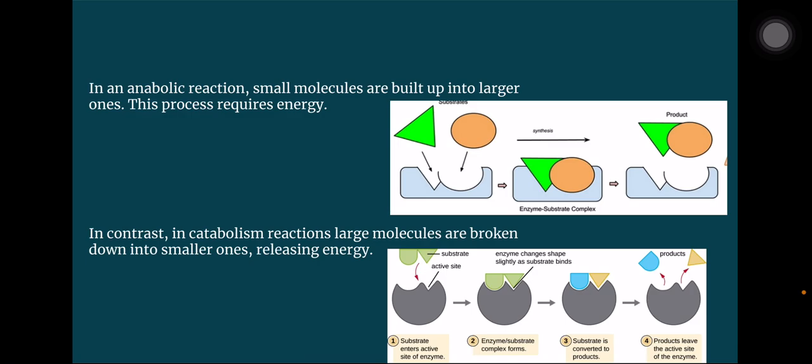In contrast, however, for example, in catabolism, reactions are large molecules that are broken down into smaller ones. This process does release energy. Again, in the picture, you can see that the enzyme starts with binding to a large molecule and they bond, and you end up with two different products, smaller molecules than you started with.